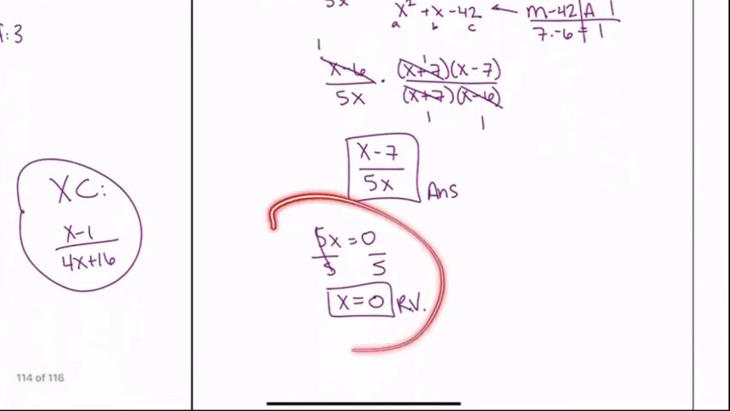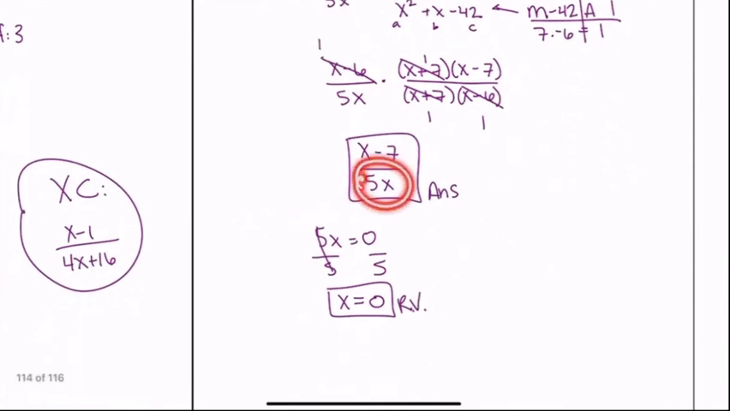And then here, this one, my restricted value is 0 because my denominator is a monomial. It only has one term. There's not like a plus or minus anywhere. If I were to plug in 0 here, that would automatically make my entire denominator equal to 0. You're going to see that a lot in our next section of solving equations.